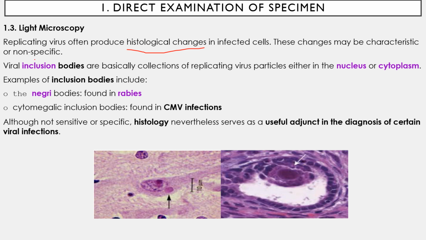An example of these changes, class, is the formation of viral inclusion bodies that are found either in the nucleus or cytoplasm. An example of a common inclusion body, class, is what they call Negri bodies. Negri bodies are found in rabies virus infected individuals. Cytomegalic inclusions are found in CMV infections. Although not sensitive or specific, histology nevertheless serves as a useful adjunct in the diagnosis of certain viral infections.